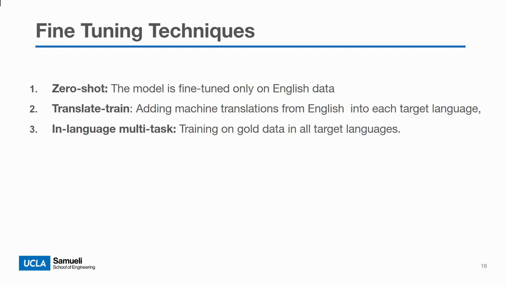Second, the translate-train fine-tuning. In this technique, the model is fine-tuned on English data, and then additional data is added through machine translations into each of the target languages. This approach tests the model's ability to learn from machine translations and to adapt to new languages.